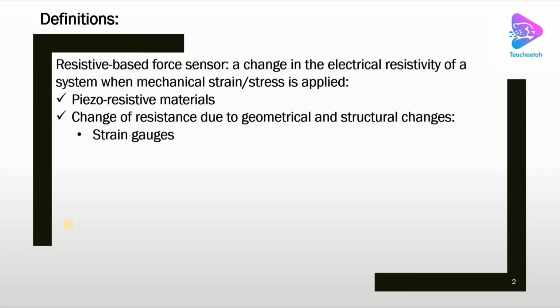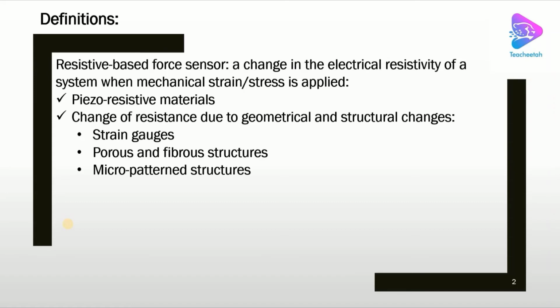For example, strain gauges are one of the most famous types of resistive sensors. The other types are porous structures or fibrous structures whose geometry changes when a force is applied. And finally, micro-pattern structures. This one is the case that we are going to study today.